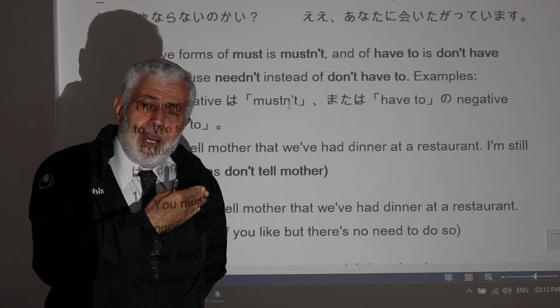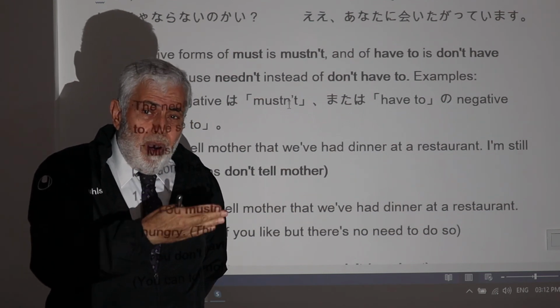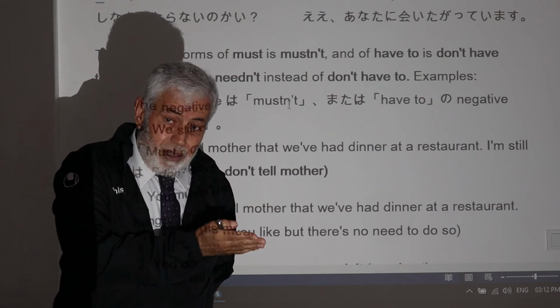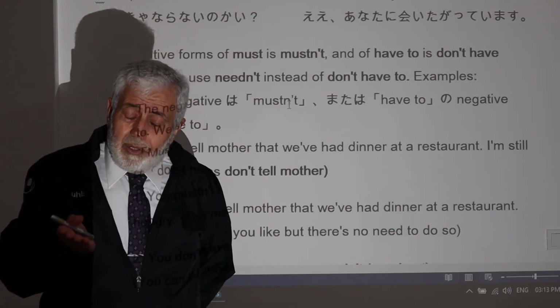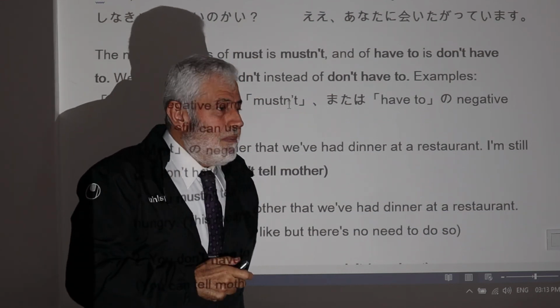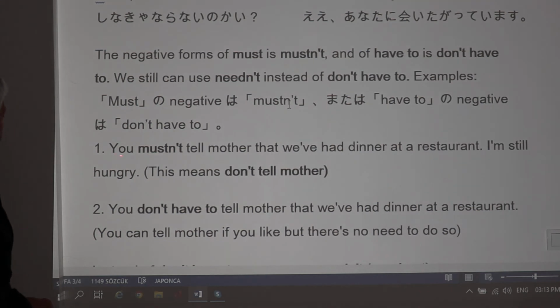So the negative forms of must is mustn't and of have to is don't have to.